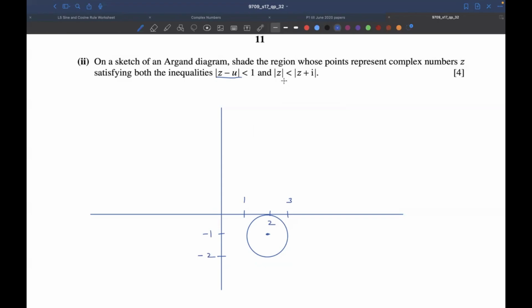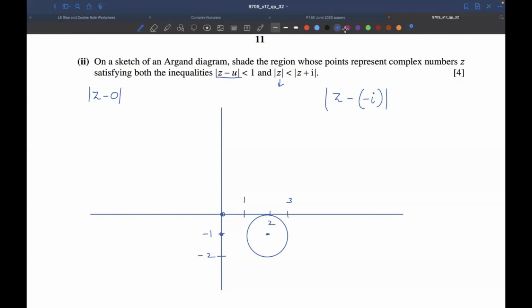And it also says that modulus of z is less than modulus of z plus i. Now, to make this, what we know is that the distance of z from the origin, because we don't write z minus 0, but this actually means the distance of z from the origin, and the distance of z from minus i, to understand it better. So the distance of z from the point -1 is greater.